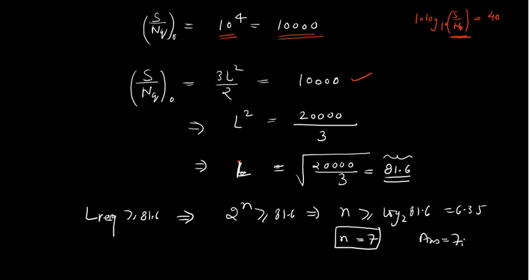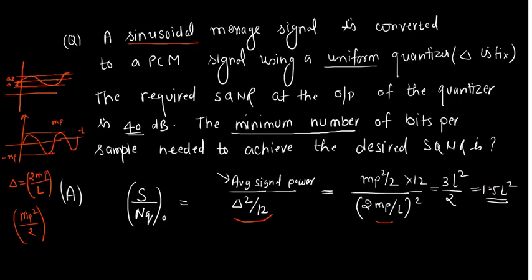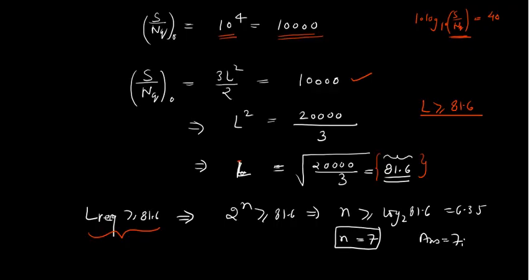If we solve it, we get that L is 81.6, though it should be a whole number, right? So of course we should take L more than this. So our L required should be greater than or equal to 81.6. Now the question is, what is the minimum number of bits per sample needed to achieve this required SNR? So L required must be greater than or equal to 81.6.